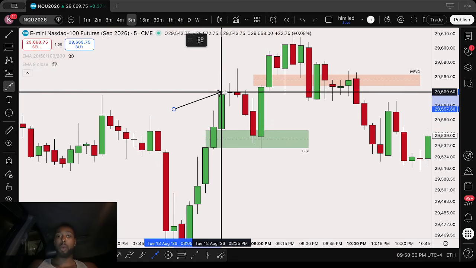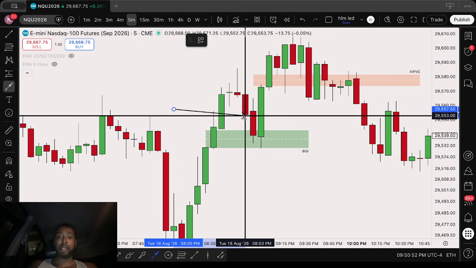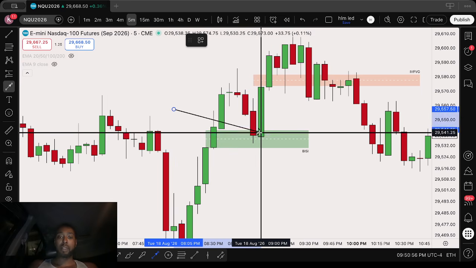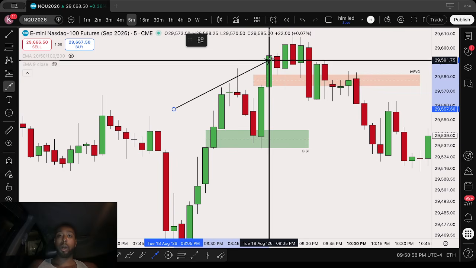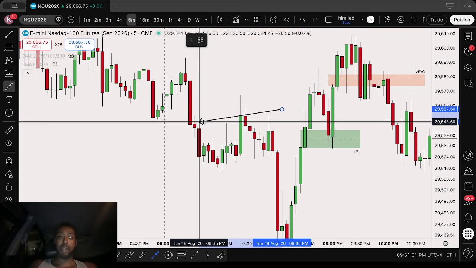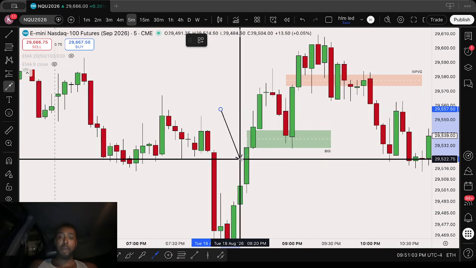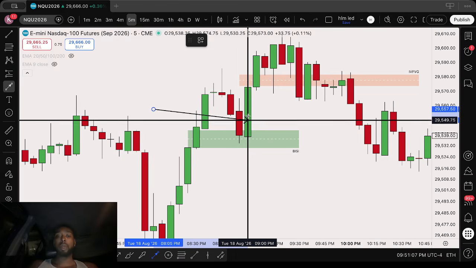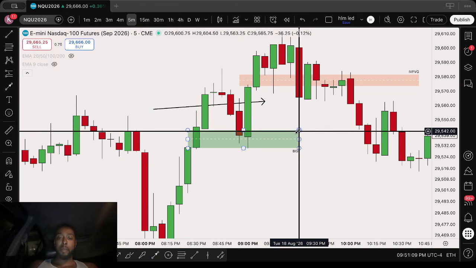Once it gets created, you want to wait for it to come back into the fair value gap. And as it's leaving, that's when you want to catch your play to go up. Just like the bearish example, where you want to catch it to go down, the bullish example is you want to catch it to go up. And that's how you use a bullish fair value gap.